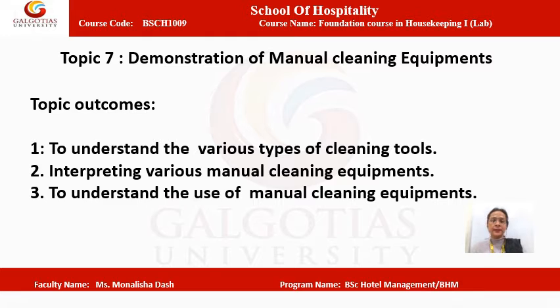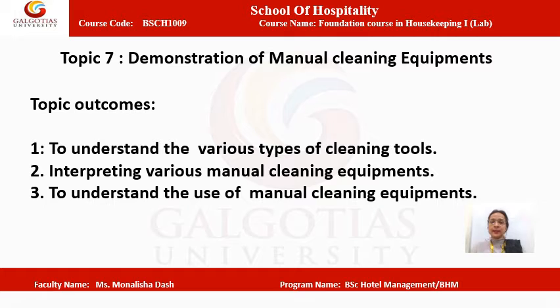Those outcomes are to understand the various types of cleaning tools, to interpret various manual cleaning equipment, and to understand the use of manual cleaning equipment. Here, the first topic outcome is to understand the various types of cleaning tools. As you know, in the housekeeping department, there are two types of cleaning equipment. One is manual cleaning equipment and the second is mechanical cleaning equipment. In this class, we will be studying manual cleaning equipment.